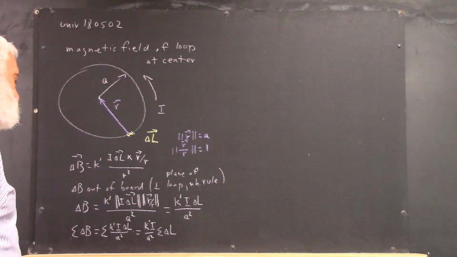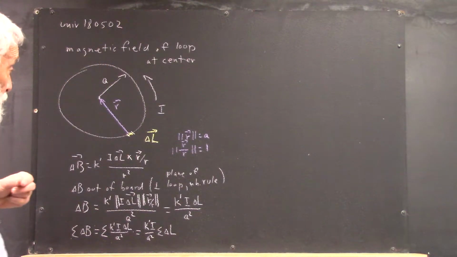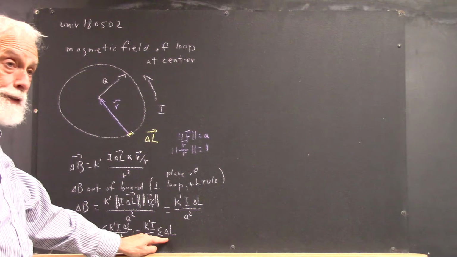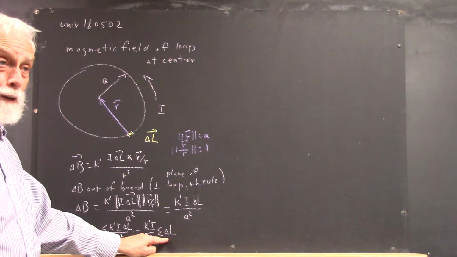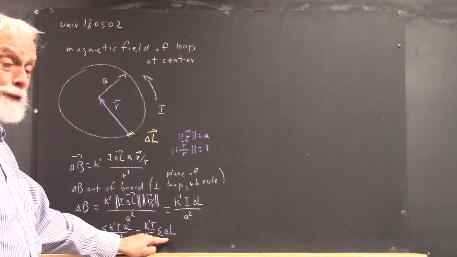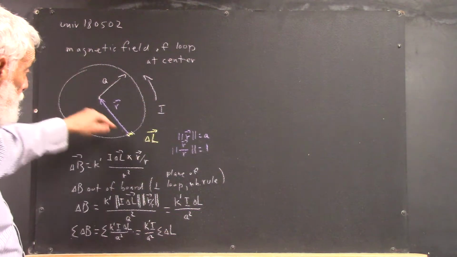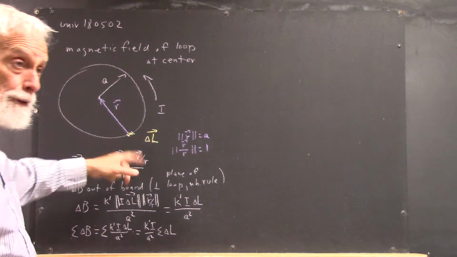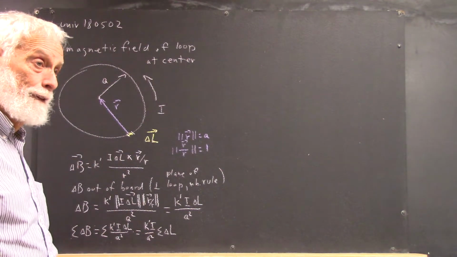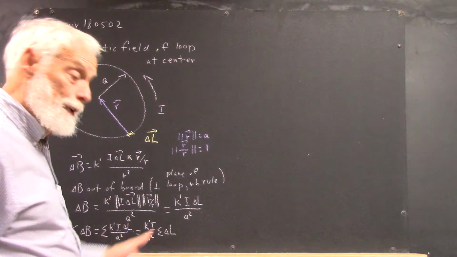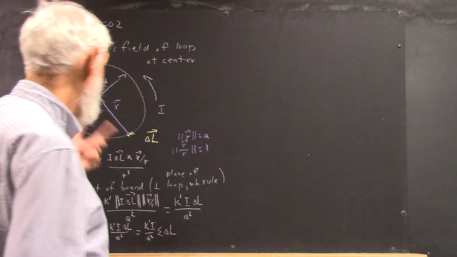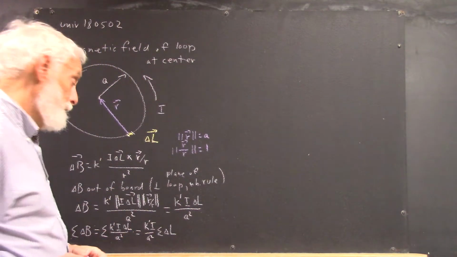Well, as the delta L's go to 0, the sum of your delta L's is going to be what? For the whole circle, the sum of all your delta L's is going to be 2 pi r, the circumference. I mean 2 pi A, 2 pi r, that's right.